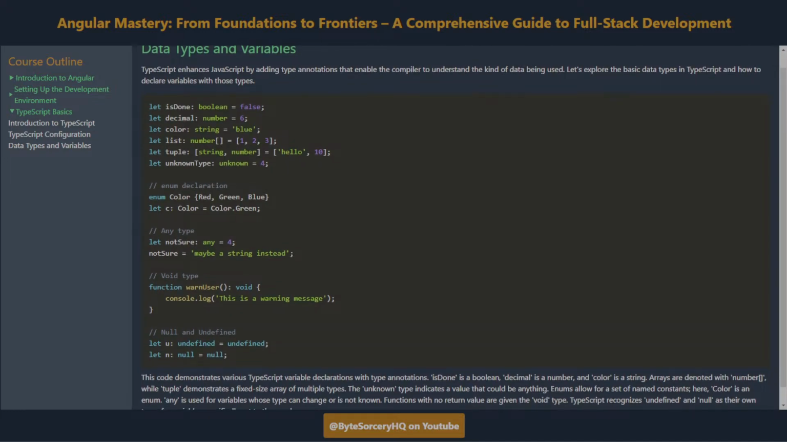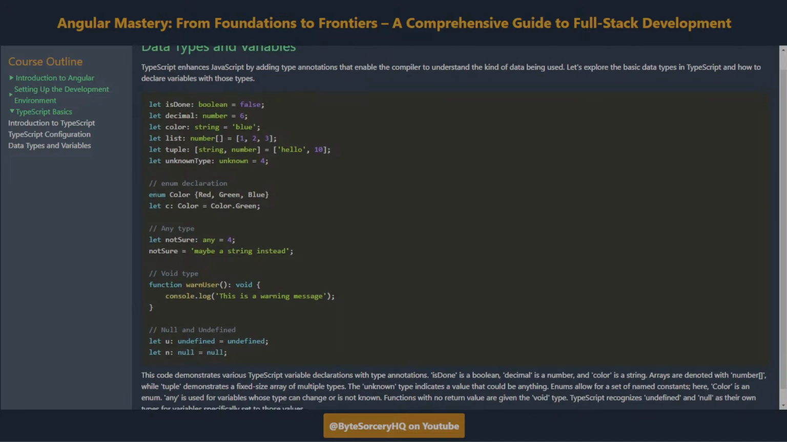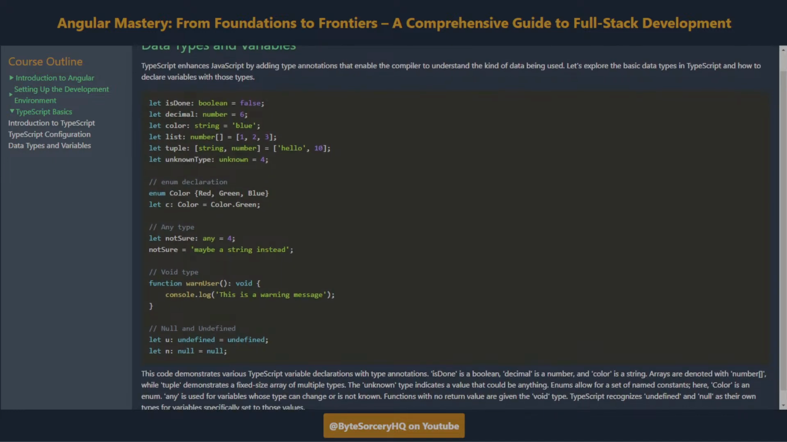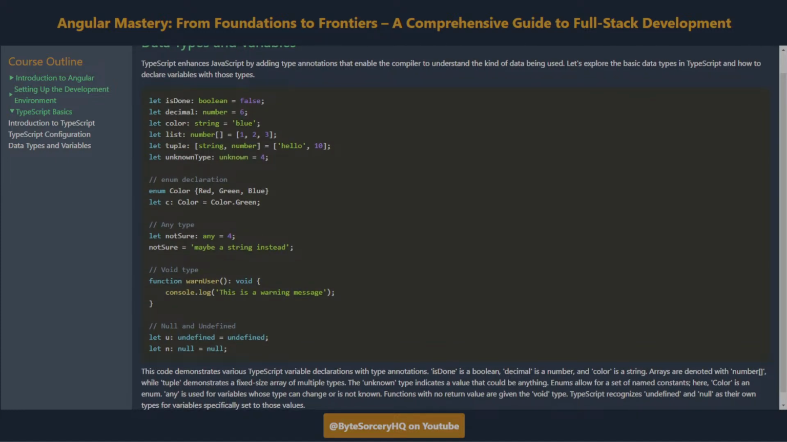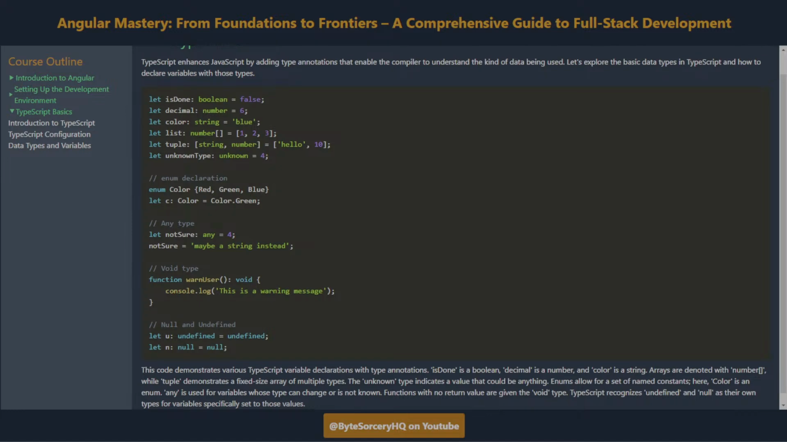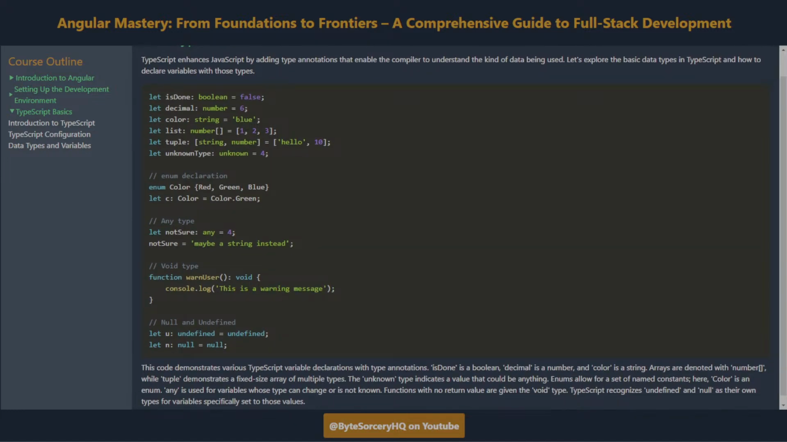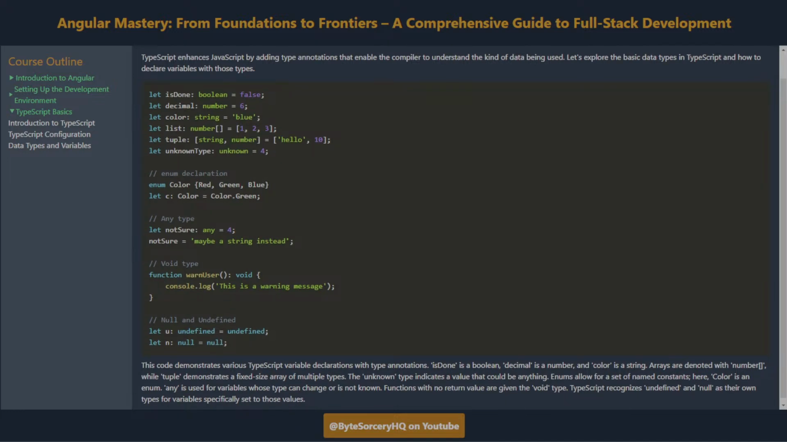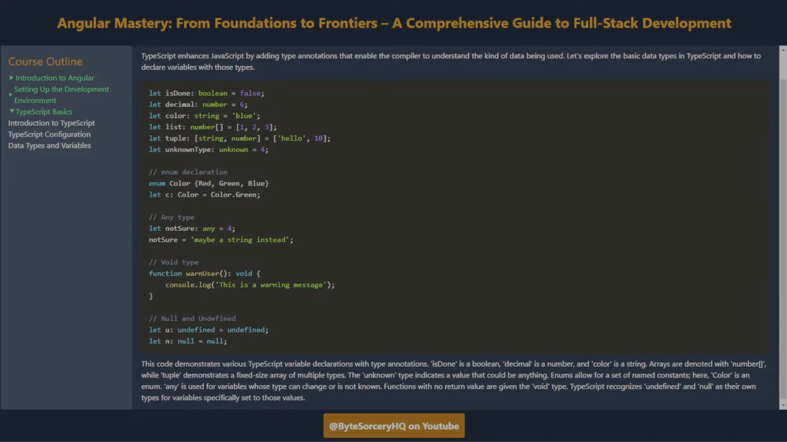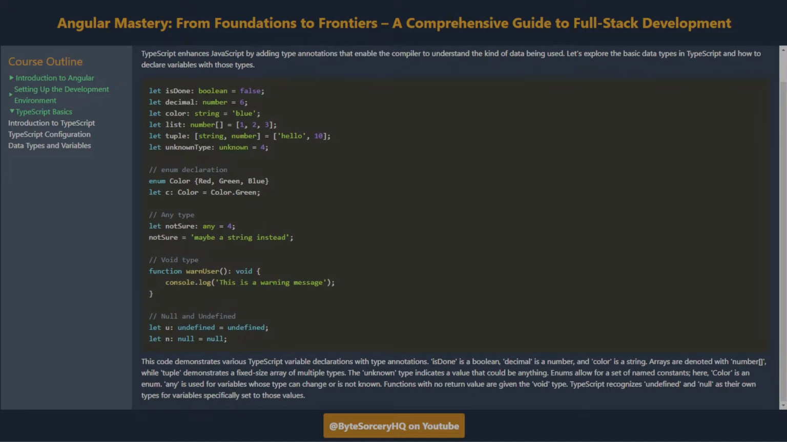Arrays are denoted with number[], while tuple demonstrates a fixed size array of multiple types. The unknown type indicates a value that could be anything. Enums allow for a set of named constants. Here, Color is an enum. Any is used for variables whose type can change or is not known. Functions with no return value are given the void type. TypeScript recognizes undefined and null as their own types for variables specifically set to those values.